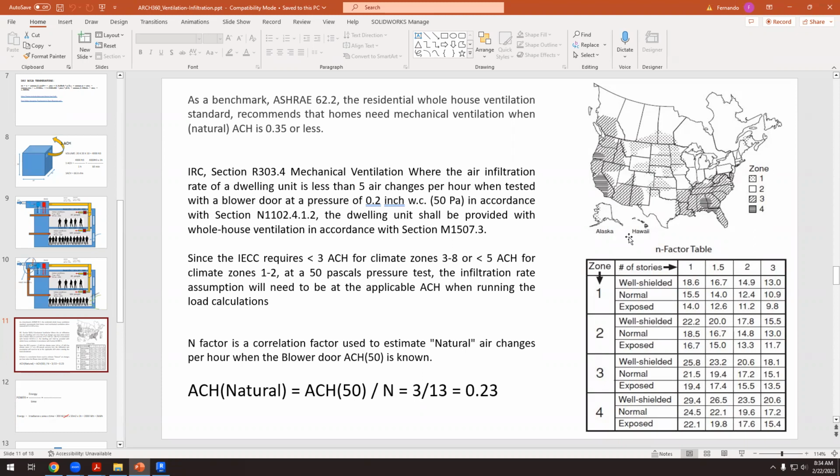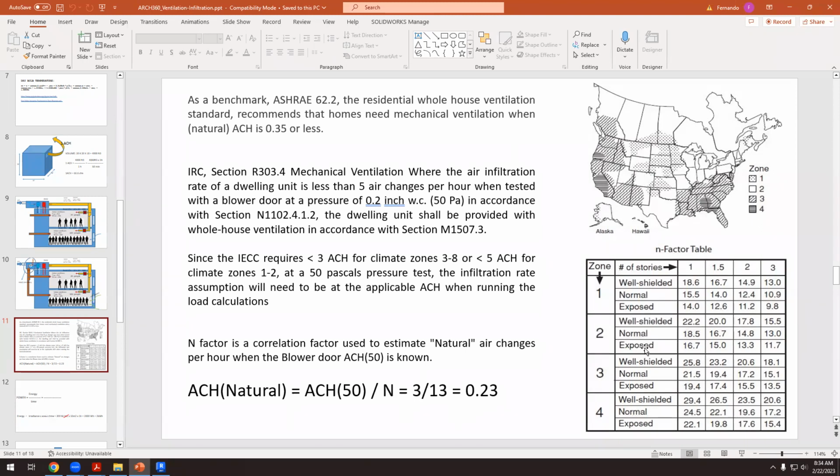So how does it work? First, we need to know what zone we are in. If we are in New Hampshire, this is probably zone number 2. Zone number depends on the area, on the geography. And then it depends on the building or the city.